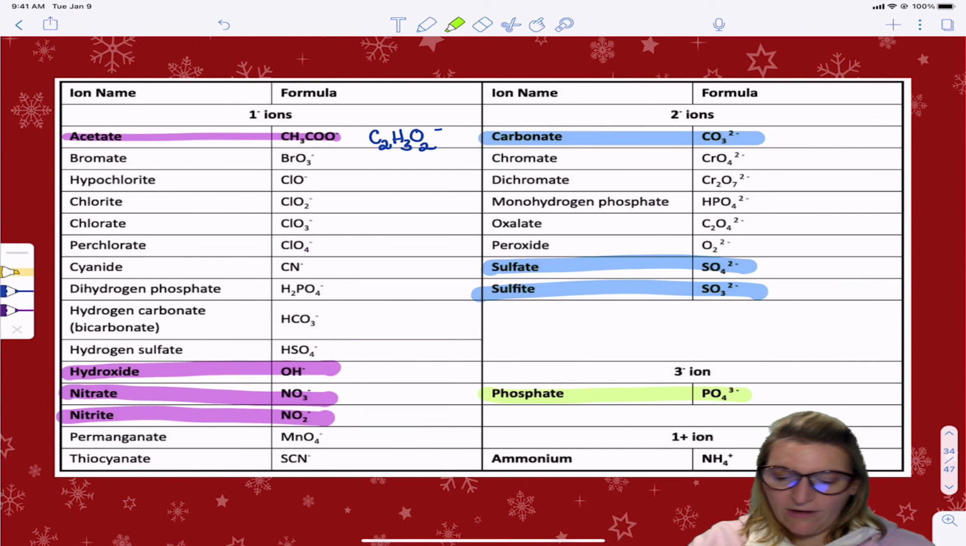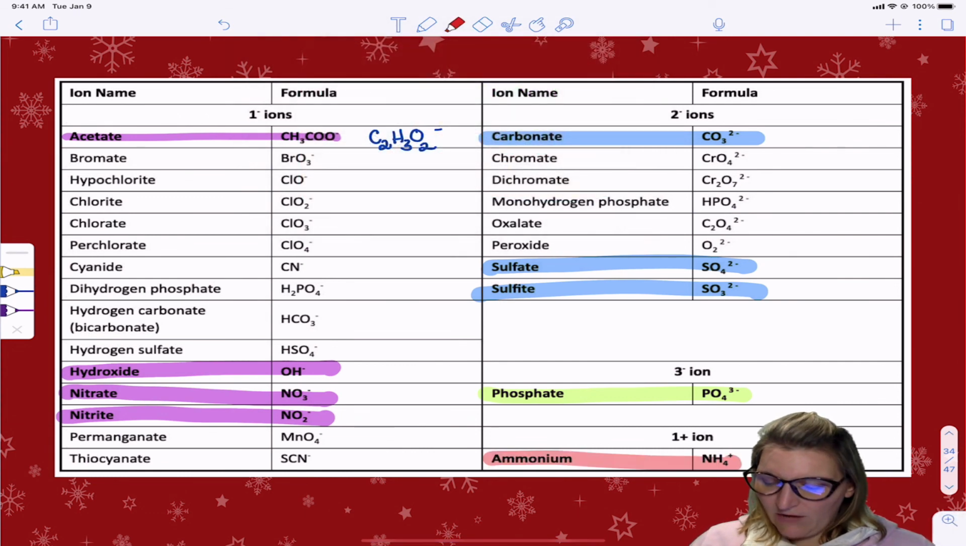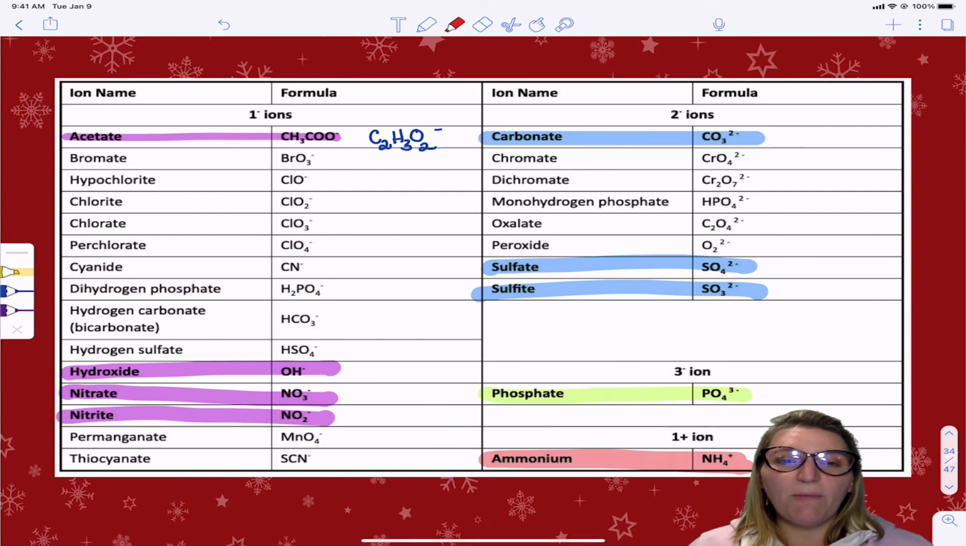So again, there's one 3- ion that I'm going to ask you to learn, phosphate, and the only positive polyatomic ion. All the other polyatomic ions could be put on a test, but I would have to tell you perchlorate and then give you the formula for perchlorate. But if I say nitrate, you're going to need to know what nitrate is.